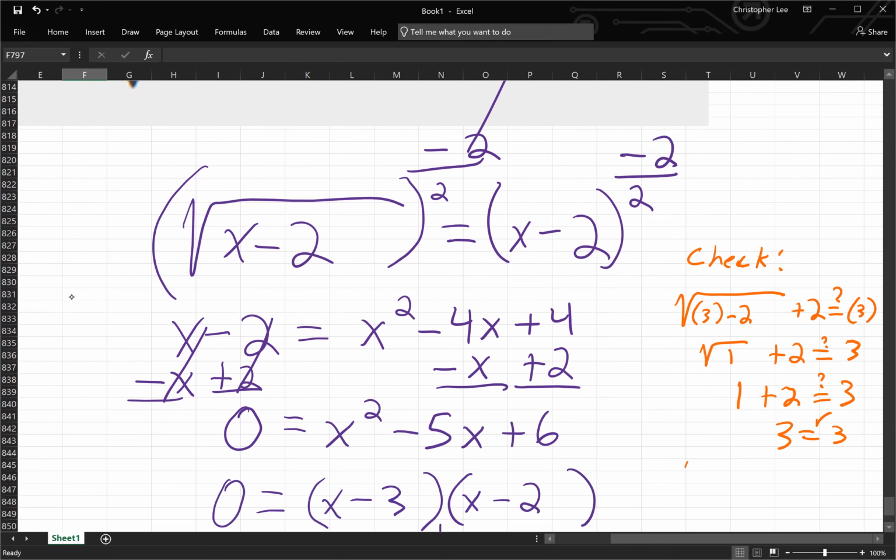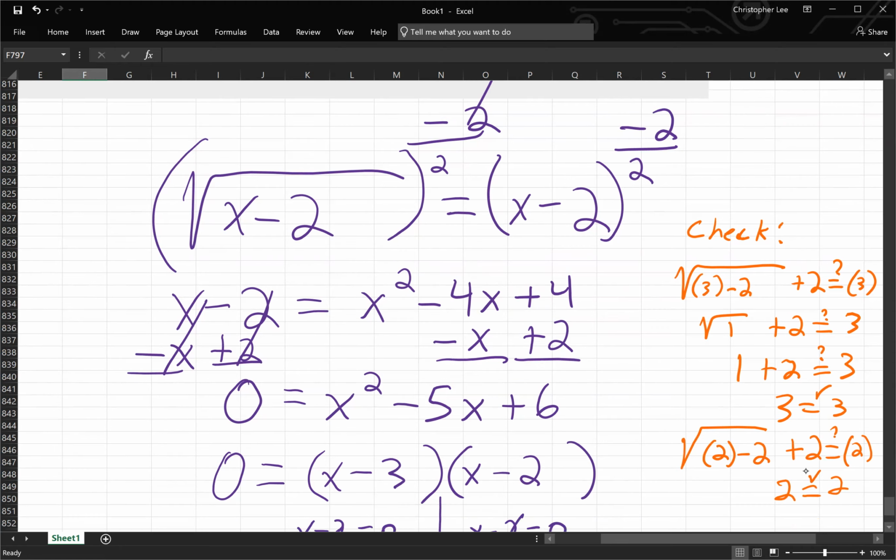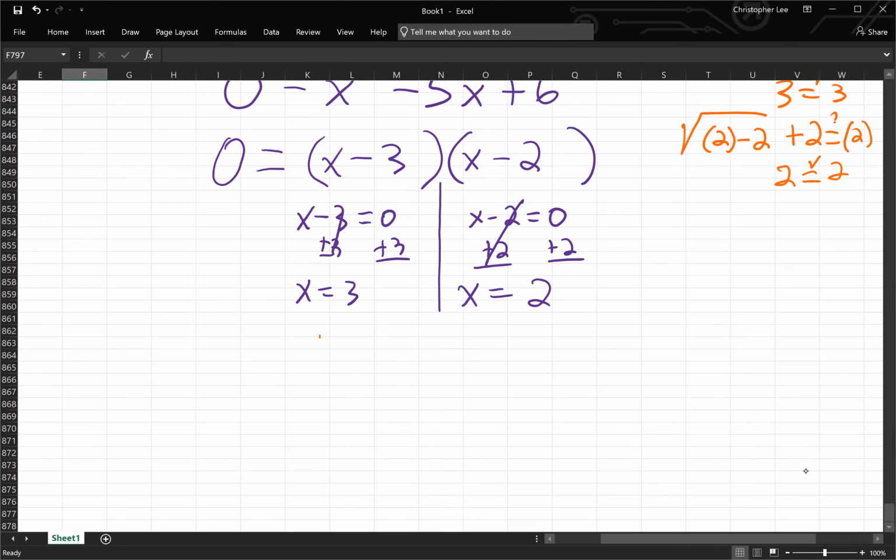So let's try out 2. So it's going to be what? 2 minus 2, plus 2, allegedly that's equal to 2. Let's see. This is going to be what? 0, plus 2. So yeah, 2 is equal to 2. And that's it. These are good answers.